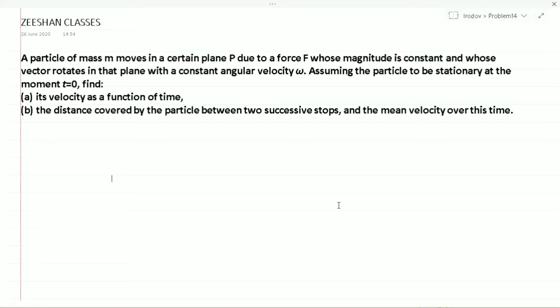Now, there are a couple of things that we need to find. We need to find the velocity of this particle as a function of time, the distance covered by the particle between two successive stops, and the mean velocity over this time.